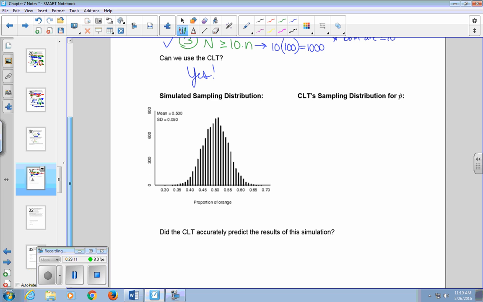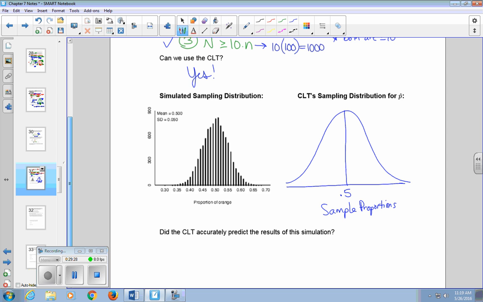All right, so what would they have predicted for a model? The central limit theorem would predict that the shape is normal, and that it would be centered at 0.5. In this case, again, we're looking at sample proportions, or possible values of sample proportions on the horizontal axis, or p hats. And then we also need to know how spread out these are. So the standard error would be the square root of 0.5 times 1 minus 0.5 over 100, which is equal to 0.05.